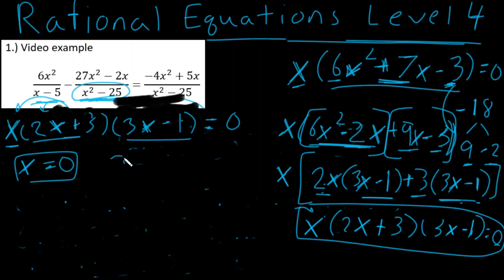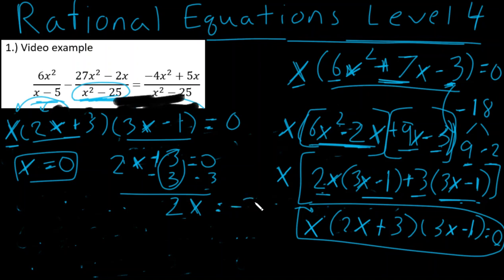How about the second factor? We have 2x plus 3, and we want to set that factor equal to 0. Well, how do you solve that? We have a minus 3 and a minus 3, and of course that goes down to 2x is equal to negative 3. And how do we get the 2 by itself? Well, we divide both sides by 2. And so it turns out our very next x value is going to be x equals negative 3 over 2.